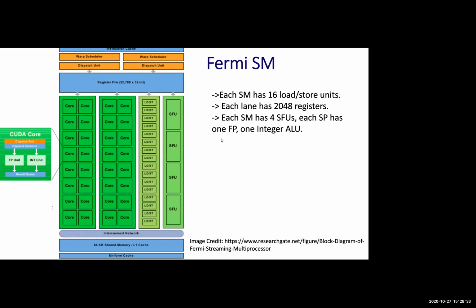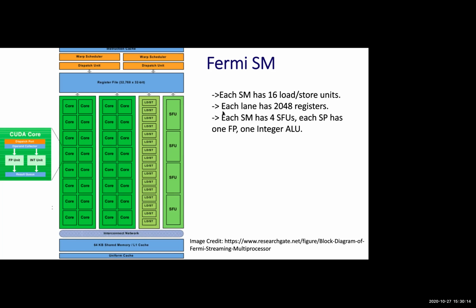This has four SFUs. Earlier we had two SFUs in one SM, but now it has four SFUs. This is how the evolution happens. Here we have 32 SPs, the CUDA cores. Each CUDA core has an FP unit and an integer unit. This is the inside of the core SPs. Each SM had 16 load store units. These are responsible for loading the data from DRAM and giving it to the cache. This is how they do their function.